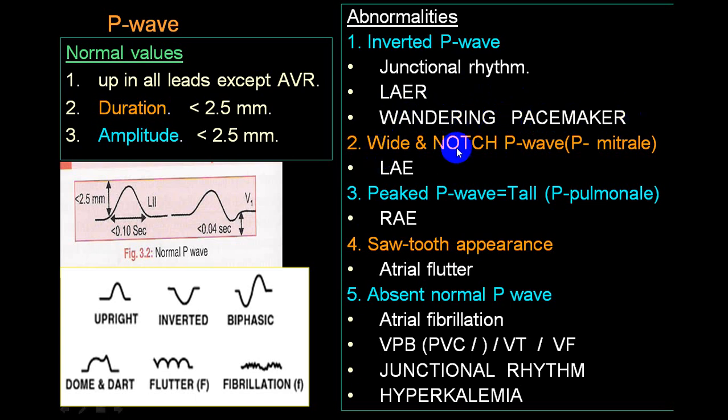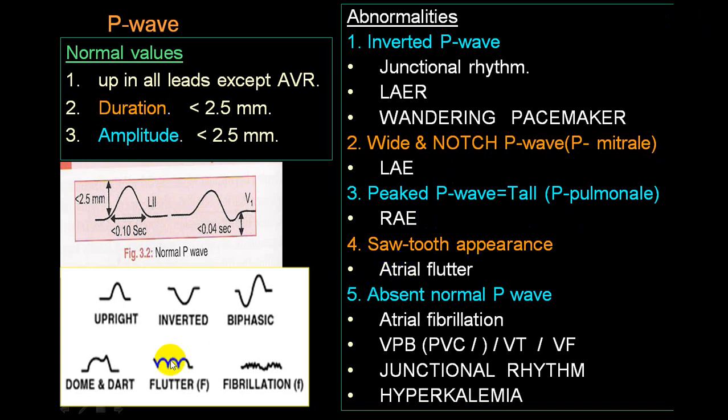But if you get a wide and notched P wave, we call it P mitrale, it is very characteristic of left atrial enlargement. While if you get a peaked P wave, duration is short and amplitude is more, we call it P pulmonale. It is in right atrial enlargement, and P pulmonale is very common in COPD, acute cor pulmonale, chronic cor pulmonale. You can get right atrial enlargement in case of pulmonary stenosis. Also, you can get it in case of atrial septal defect, tricuspid stenosis, etc.